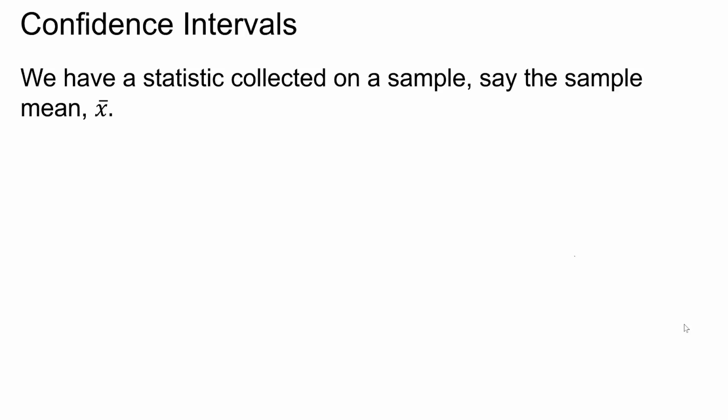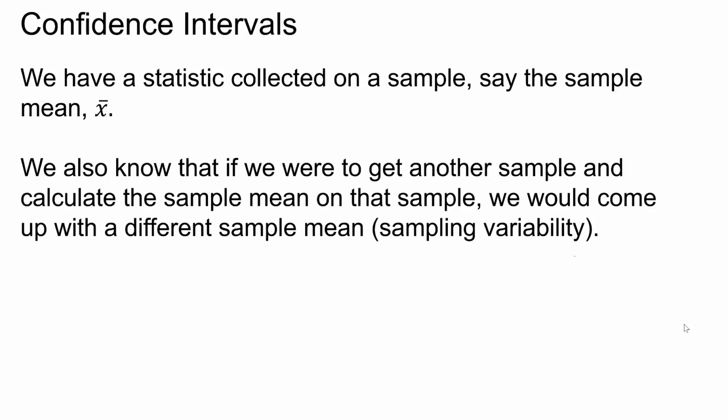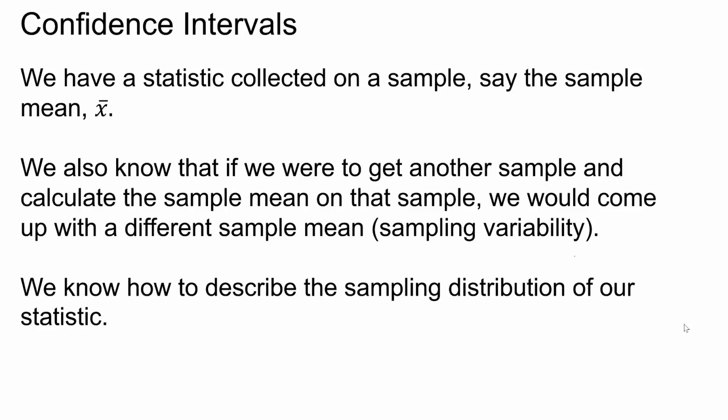So we have a statistic collected on a sample, say the sample mean X bar. We also know that if we were to get another sample and calculate the sample mean on that sample, we would come up with a different sample mean. That's due to sampling variability. And we know how to describe the sampling distribution of this statistic. We know how X bar is going to vary from sample to sample.